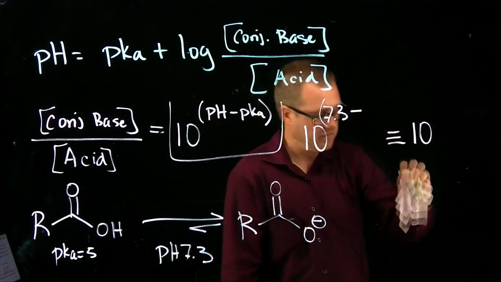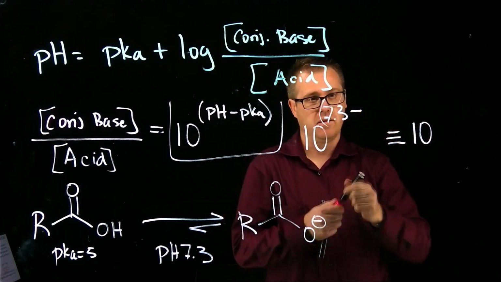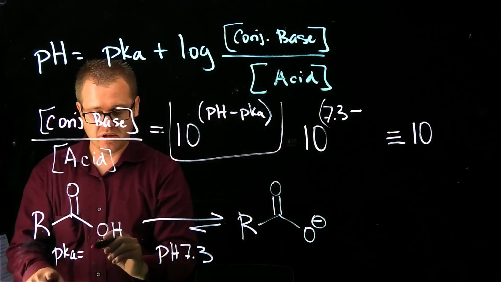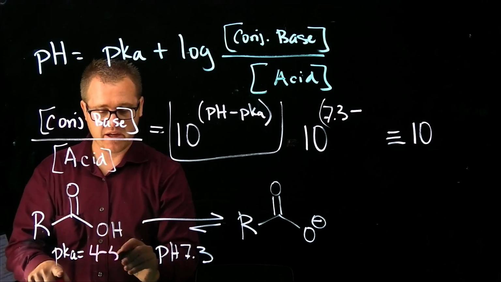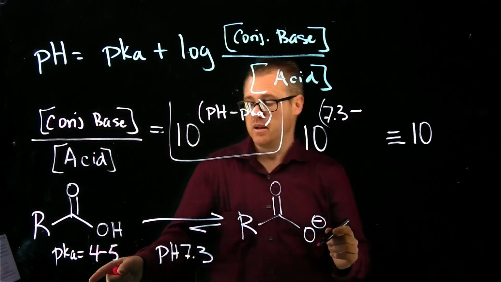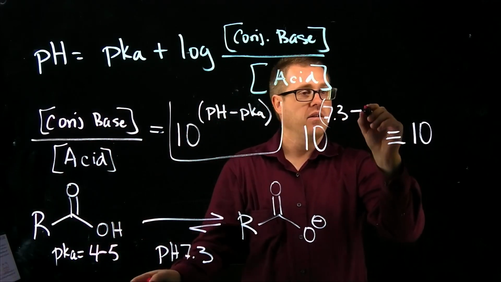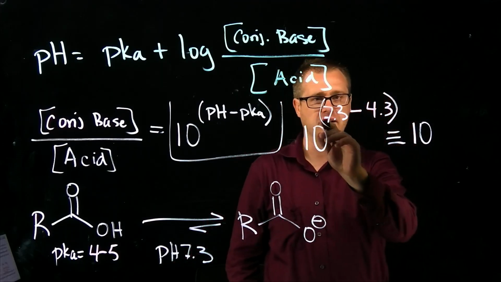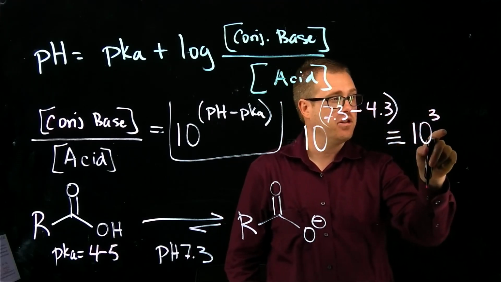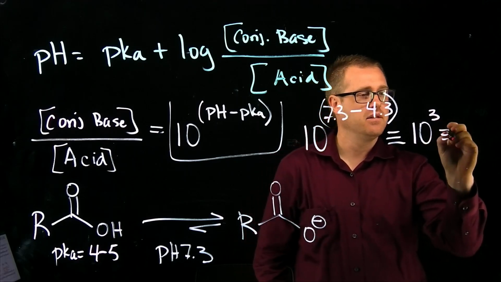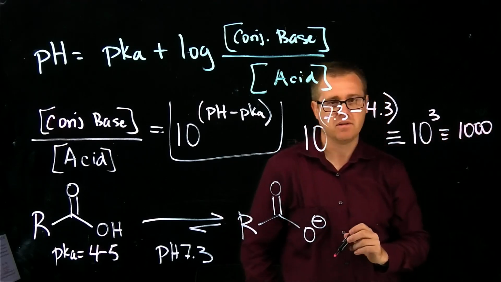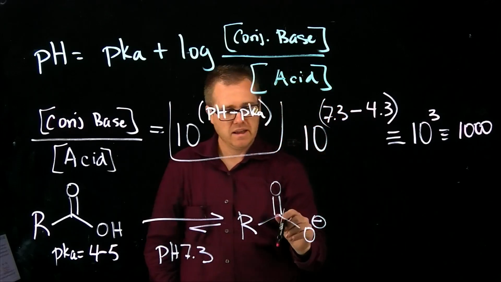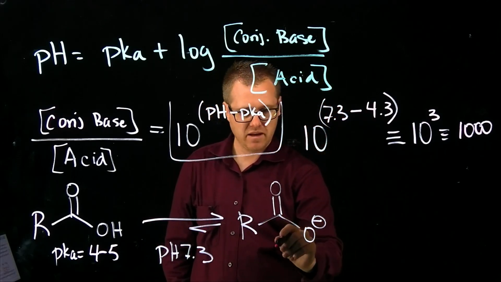Let's make our math easy just for this example. Now, your textbook tells you that the pKa of carboxylic acids is in the range of 4 to 5, which is true. Let's use, for simple math, a pKa of 4.3. So what does that tell us here? That equals 10 to the third, which equals what? 1,000. So what that's telling us is that the carboxylate is favored.